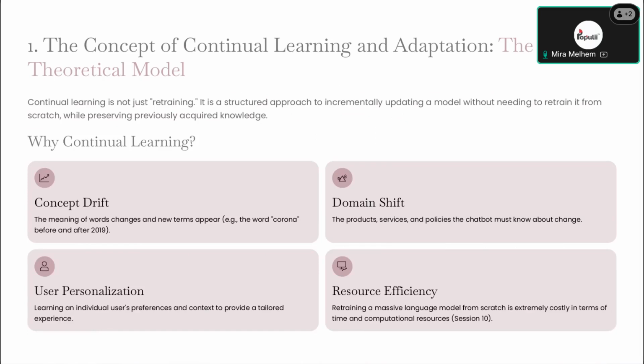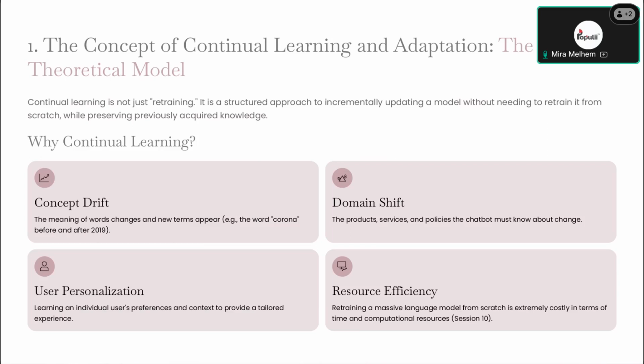So before we go deeper, let's define what we actually mean by continual learning. A lot of people think continual learning simply means we retrain the model every once in a while, but that's not it at all. Continual learning is a structured and intentional approach where the model is updated bit by bit, learning new information without needing a full retrain, and most importantly, without forgetting what it already knows. So why do we even need continual learning?